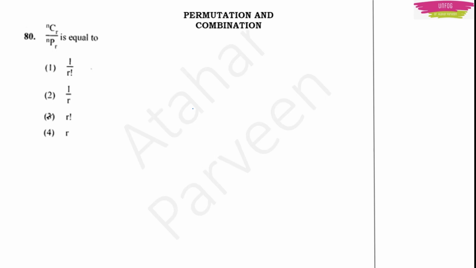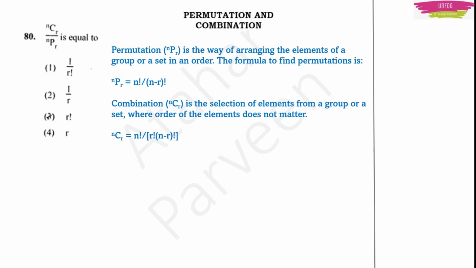Okay, next question is from permutation and combination. nCr upon nPr is equal to. Actually, permutation means it is the way of arranging elements of a group or a set in an order, and the formula is nPr will be equal to n factorial by (n minus r) factorial. Same way for a combination, it is the selection of elements. It is not a way of arranging. There you select elements from a group or one set. Okay, whatever the order is, that will not matter there. Then you find nCr with this formula: combination is n factorial by r factorial into (n minus r) factorial.